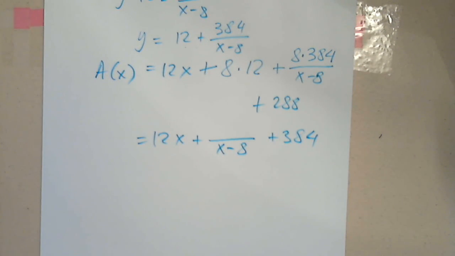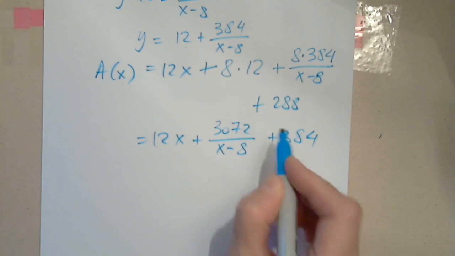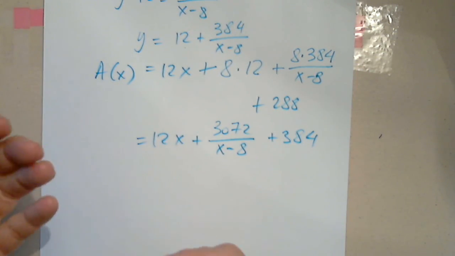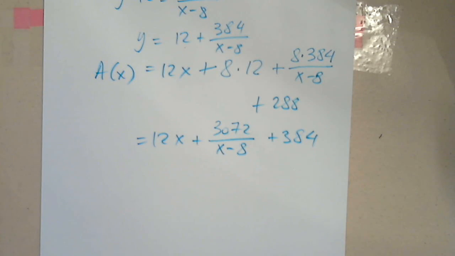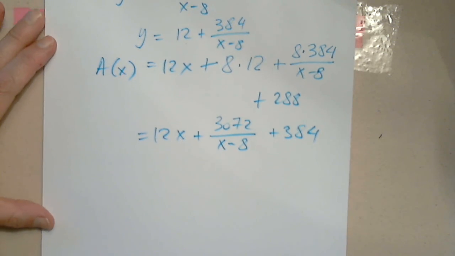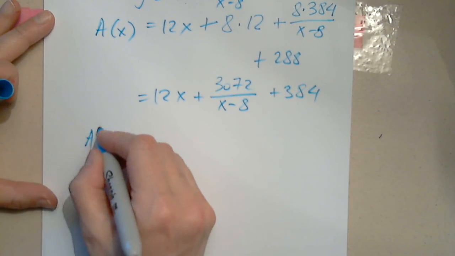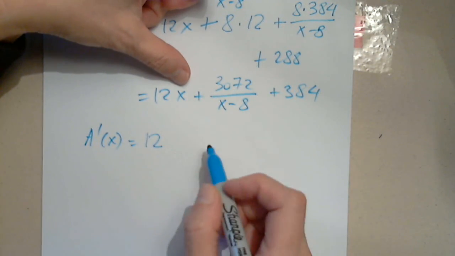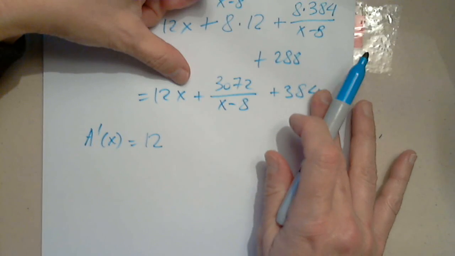And 8 times 384, I got 3072. We have a function of one variable. It's x, and now we can differentiate. When I differentiate 12x, I get 12. When I differentiate this, I get 0.